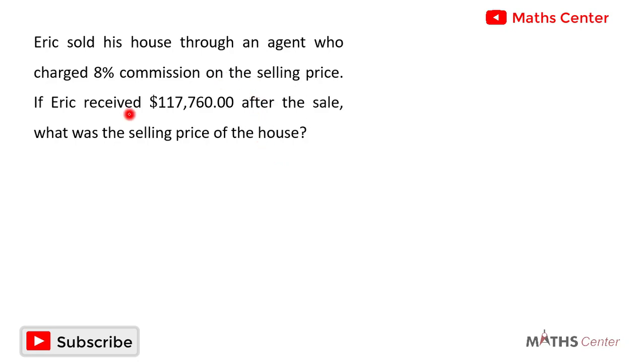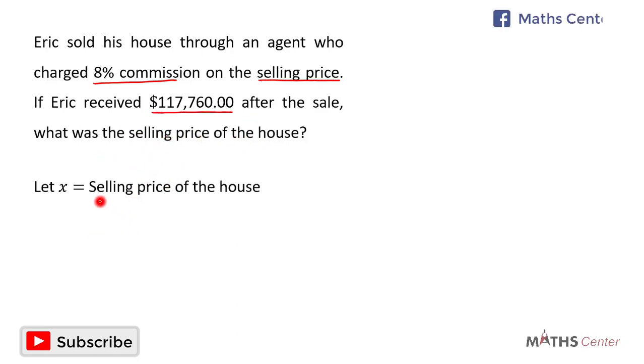So Eric employed the services of an agent who charged 8% commission on the selling price of the house. And after the sale, Eric received $117,760. The question wants us to use this information to calculate the selling price of the house.